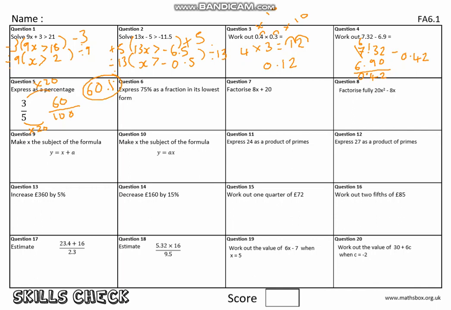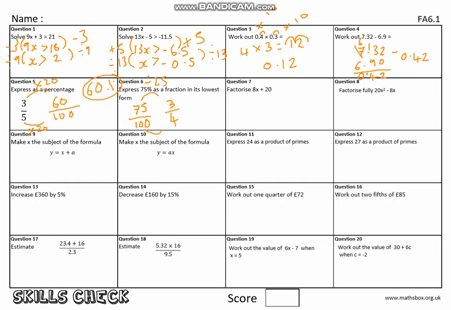Okay. Up next then, so we've got to express 75% as a fraction in its lowest form. So as we know, a percentage is always out of 100. So we can write 75 out of, that's all a fraction is, 100. Okay. But now we want it in its lowest form. So what's the highest number that goes into both? Well, 25 goes into both. So if I divide 75 by 25, I'm going to get 3. And then if I do the same to the bottom, I'm going to get 4. So 3/4 is our final answer there.